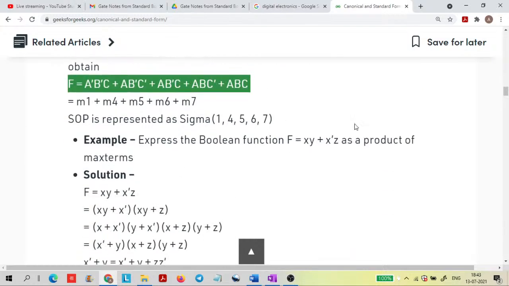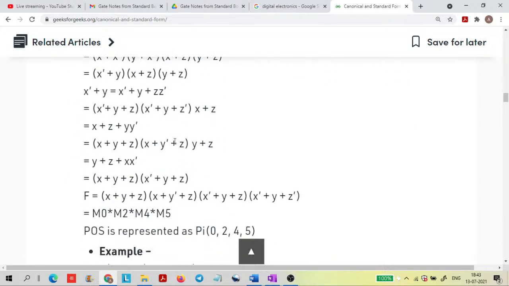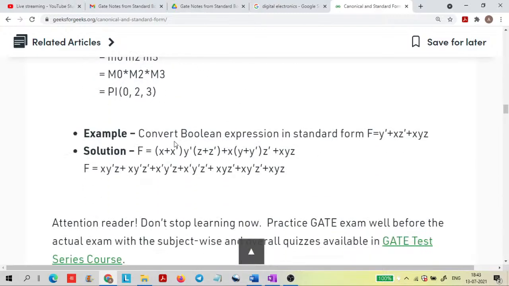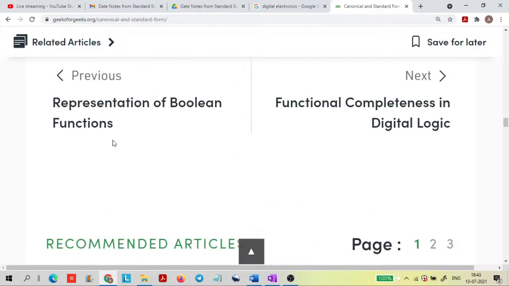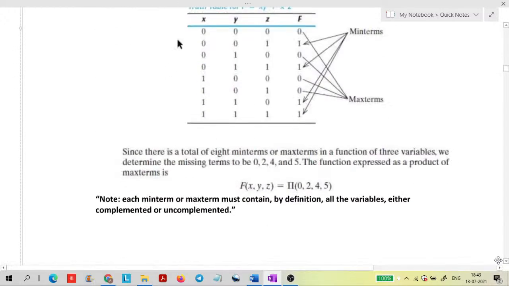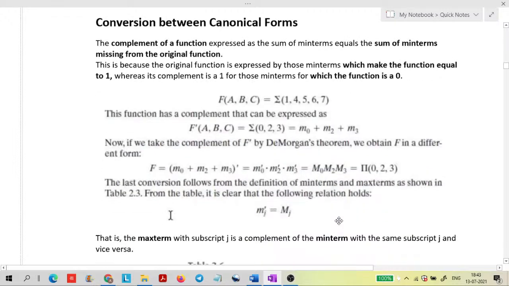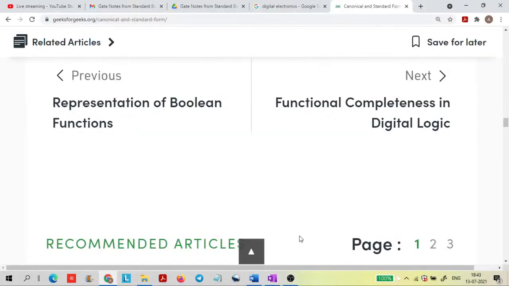So here sigma of 1, 4, 5, 6, 7, this is how we can represent the SOP, sum of product form. So this is about the min term, max term and all.